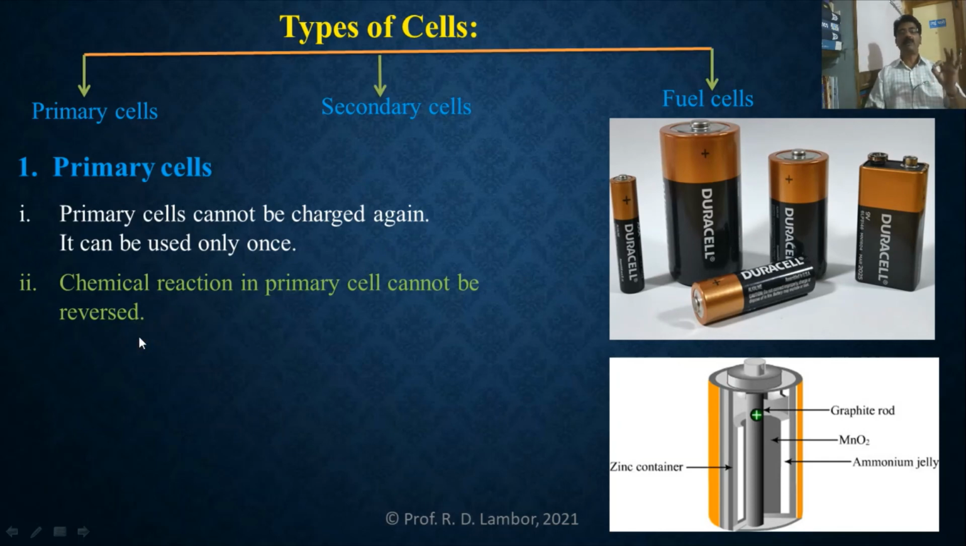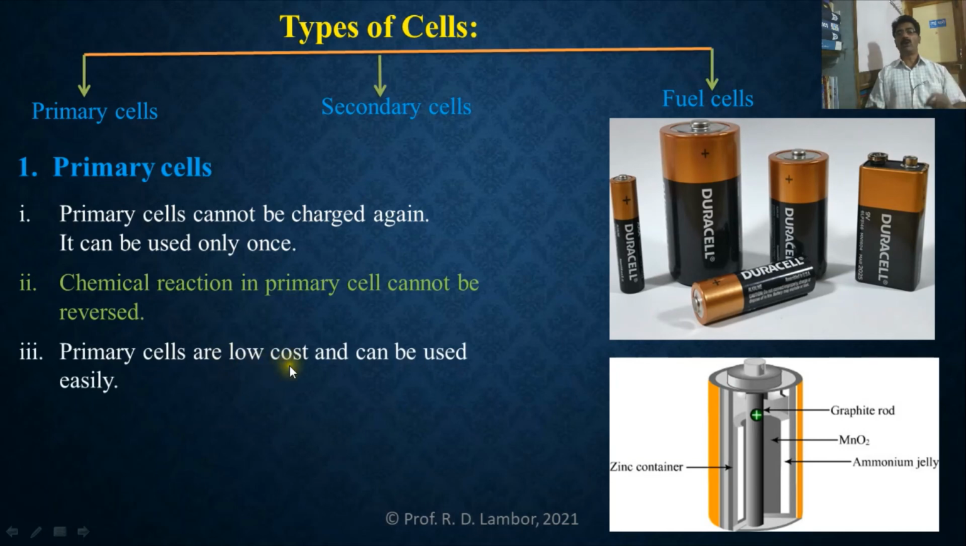That's why primary cells are low cost and can be easily used. Examples of primary cells are dry cells or alkaline cells. This is about the first type of cell, the primary cell.